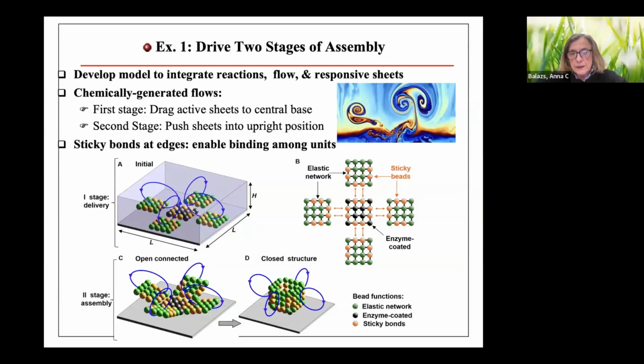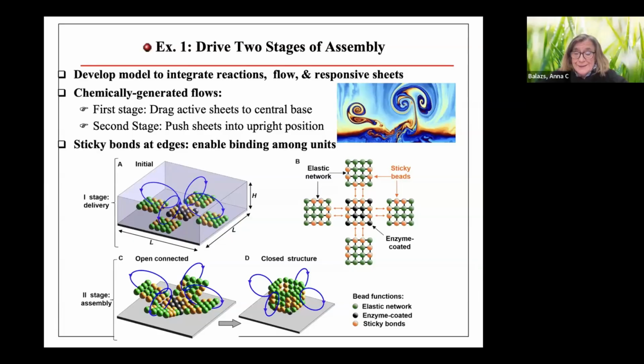And in the first stage, then, because there are enzymes, and the enzymes are on the central sheet, they're the balls in black, and they're only on the central sheet. So when I add the reactant, that starts an enzymatic reaction that generates a fluid flow about the enzymes, and that pulls the other sheets together. It's a fluid drag. It's a drag acting on the other sheets, and it pulls them together.